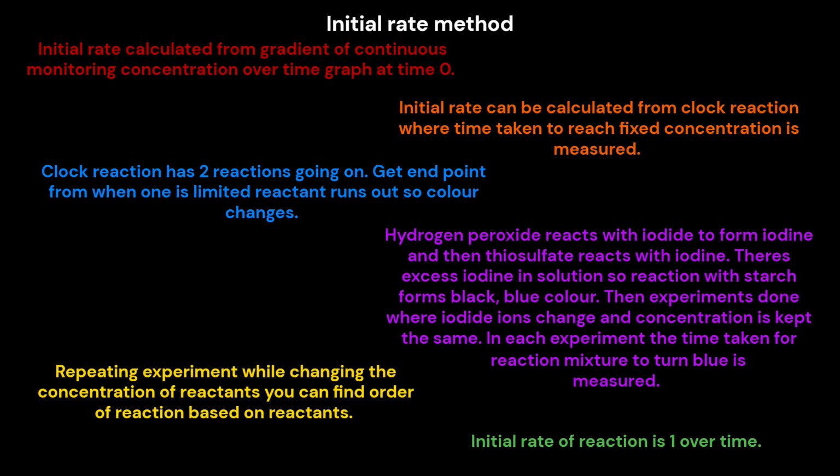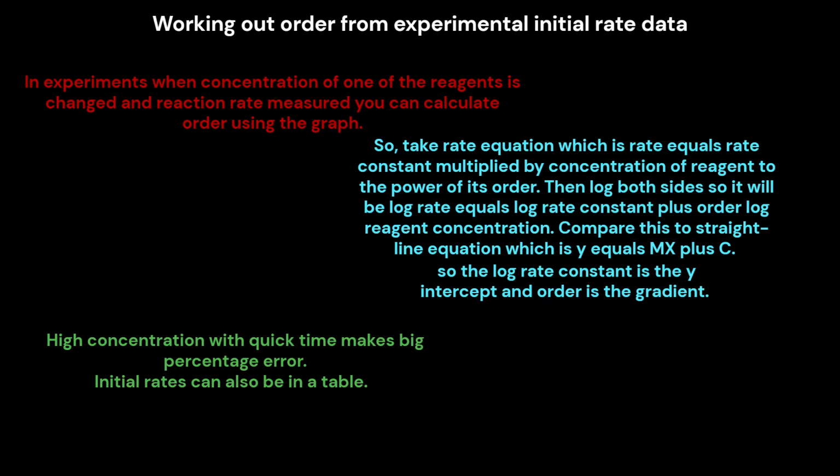In each experiment, the time taken for the reaction mixture to turn blue is measured. Repeating the experiment while changing the concentration of reactants, you can find the order of reaction with respect to the reactants. Initial rate of reaction is 1 over time. Working out order from experimental initial rate data.